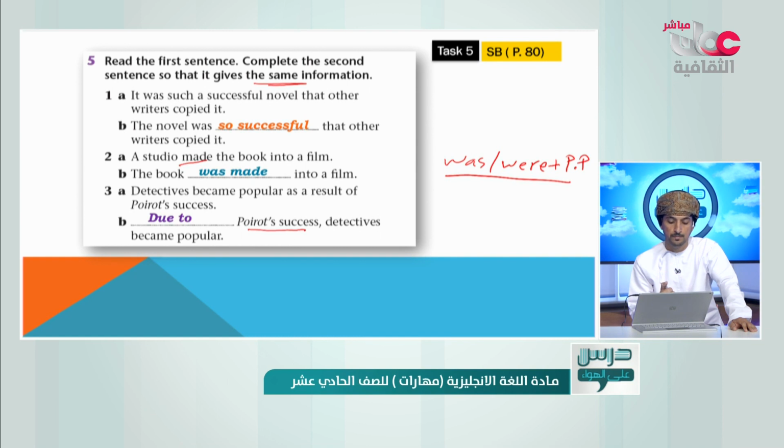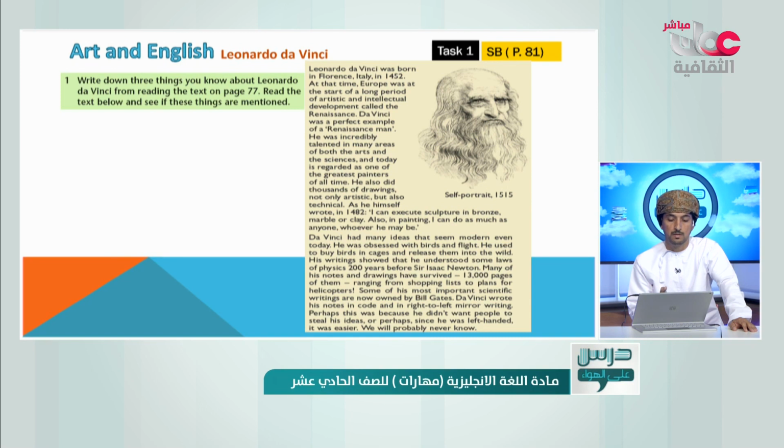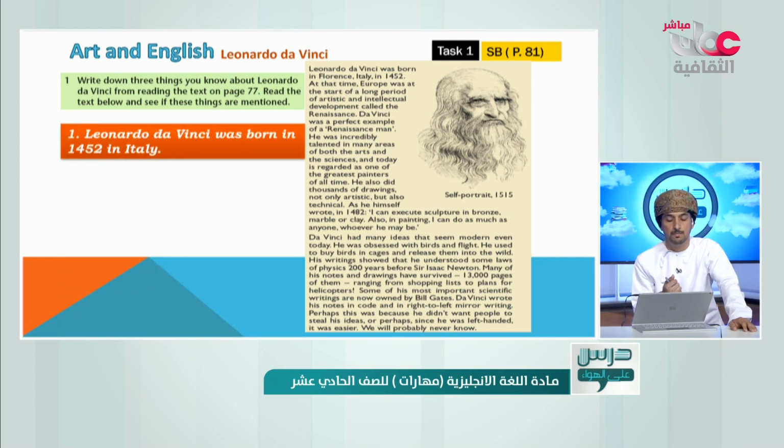Okay? The last question we are going to do today is about art and English. Write down 3 things you know about Leonardo da Vinci from reading the text on page number 77. Read the text below and see if these things are mentioned. I brought some examples from the previous text. We want to see whether it is here or not. Leonardo da Vinci was born in 1452 in Italy. We have got here the answer.